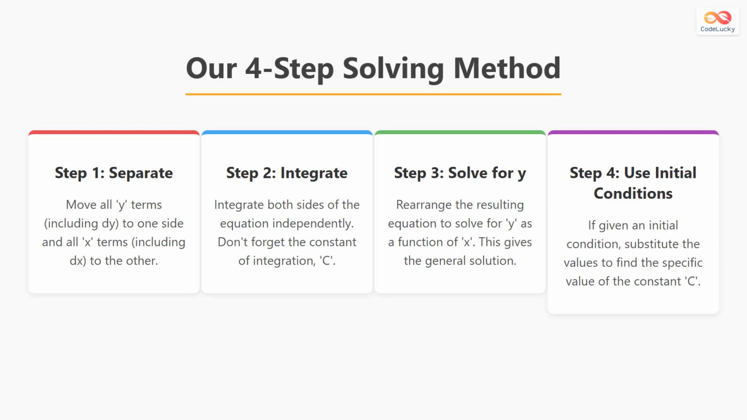Solving these equations involves a clear four-step process. First, we separate the variables. Second, we integrate both sides of the equation. Third, we solve for y to find what is called the general solution. And finally, if we are given an initial condition, we use it to find a specific solution.